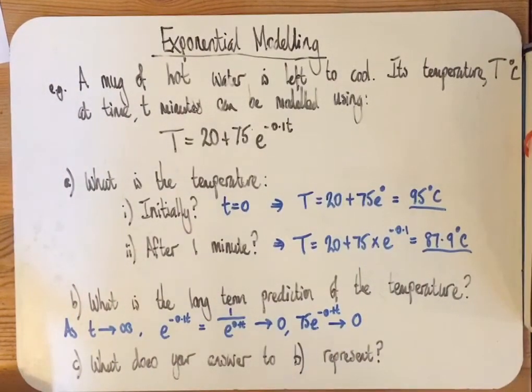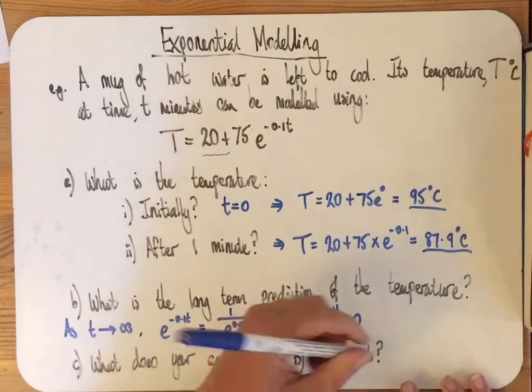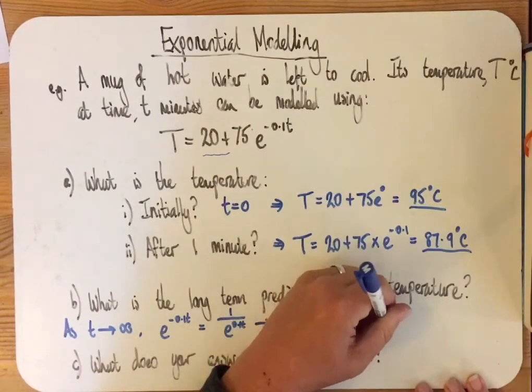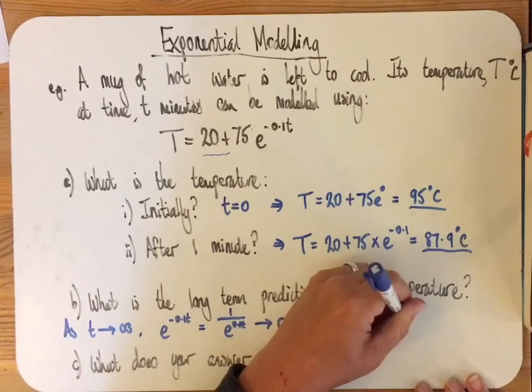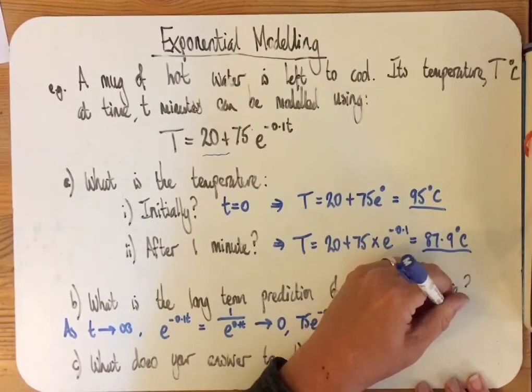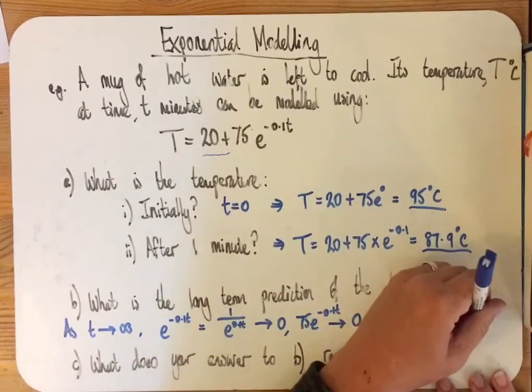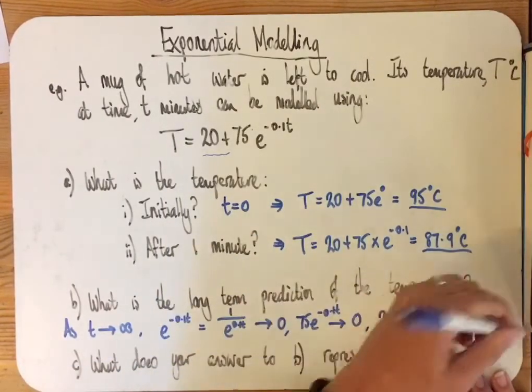But when you add 20 on, so when you add 20 onto this bit here, it will add 20 onto that 0. It doesn't have any t's in it, so it's not affected by t. And so this approaches 20.